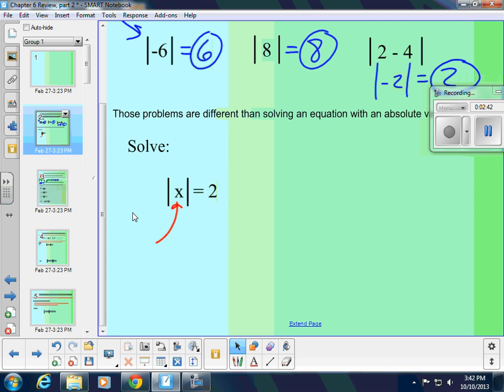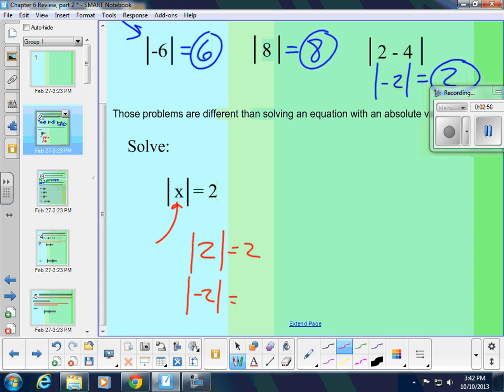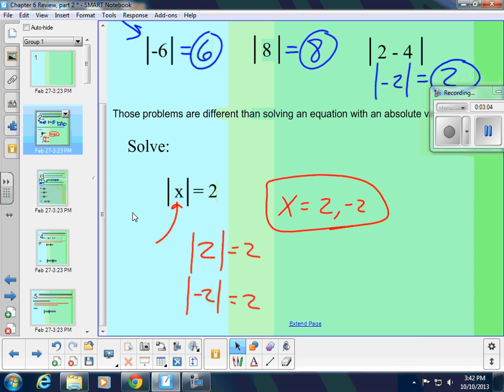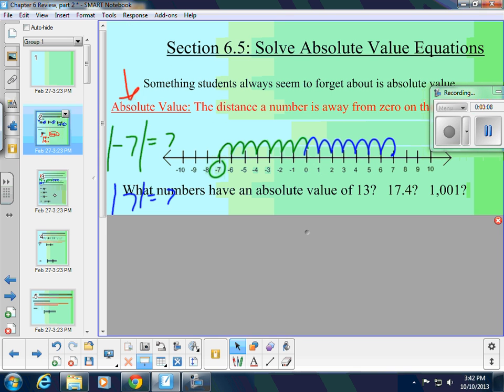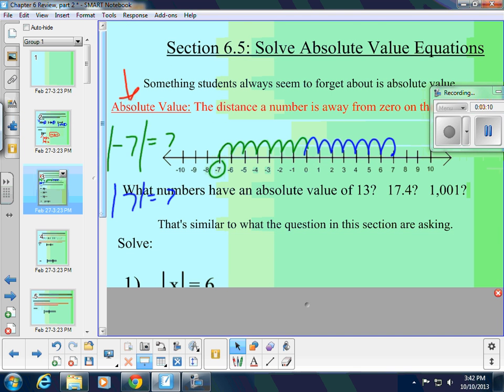Often with absolute value problems, there can be more than one answer. In fact, in this case, there are 2 different answers that could work. I could put 2 in for the absolute value, and that would give me 2. Or I could put -2 in. The absolute value of -2 is also 2. So for this problem, I'd just say x equals 2 or -2. Those are my possible answers. And sometimes in an absolute value equation, if they're simple ones like that, where there's not a lot of operations going on, that's all it takes for solving them.